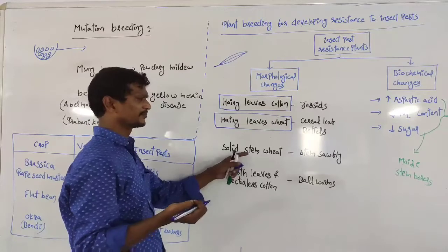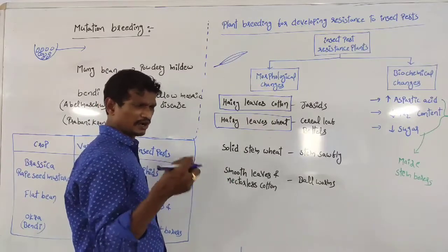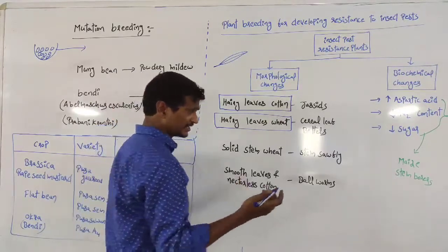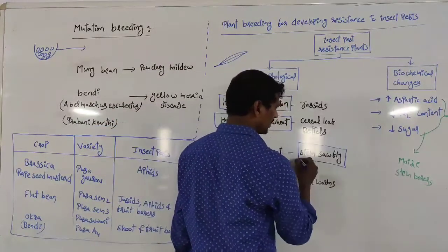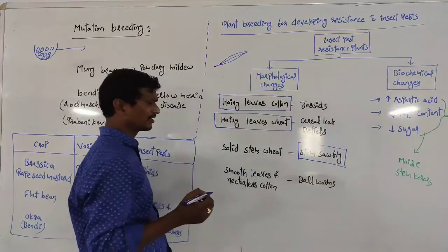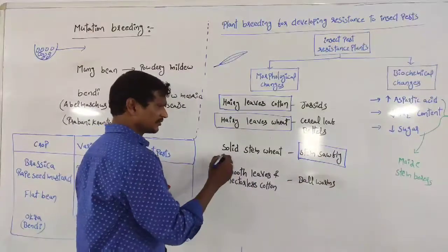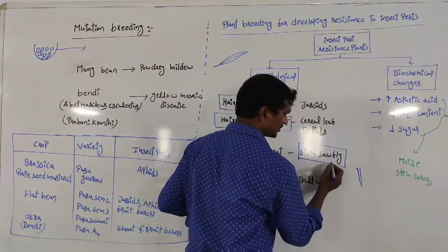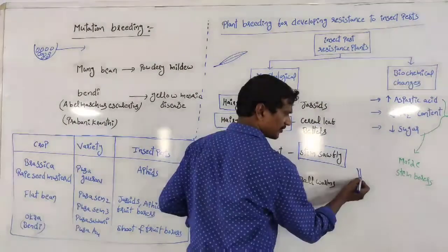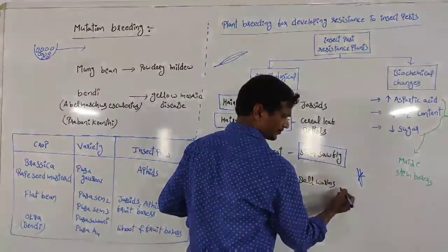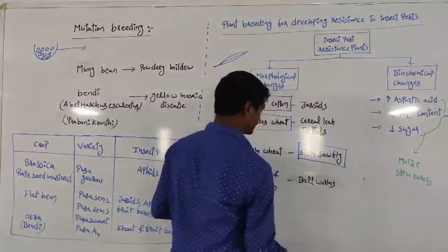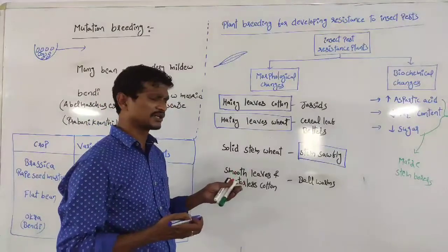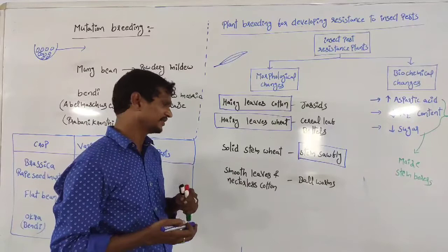And solid stem wheat means the stem is hard. In that case, stem flies are unable to attack the plant. See, this is one wheat plant. If the wheat plant stem is soft, the stem flies attack and kill the plant. If the stem is solid, they are unable to act on it.